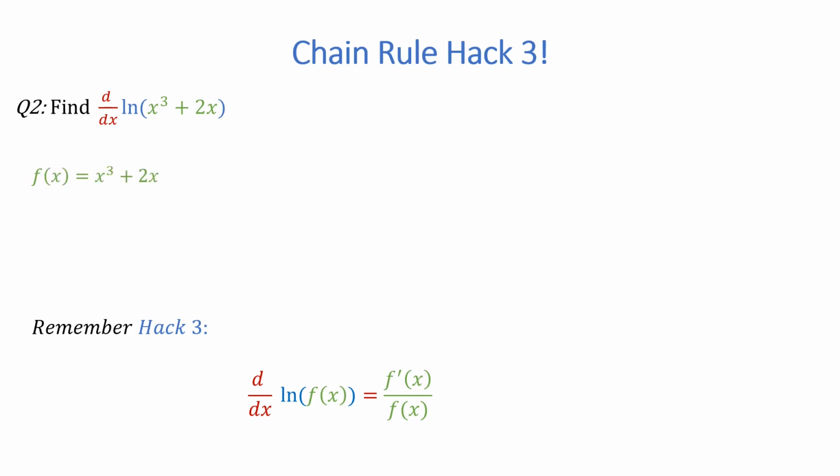So in this question, our f of x is x cubed plus 2x, and its derivative found using the power rule is going to be 3x squared plus 2. So the derivative, which is f dash x over f of x, is going to be 3x squared plus 2 over f of x, which is x cubed plus 2x.